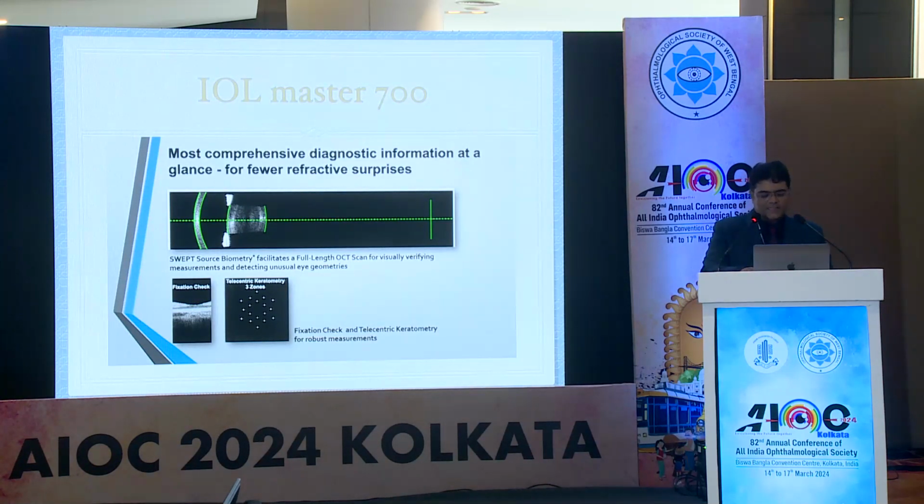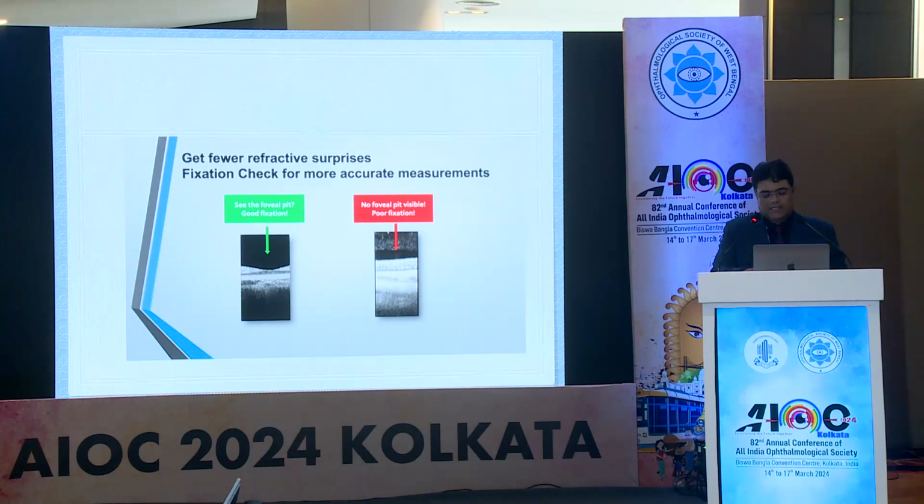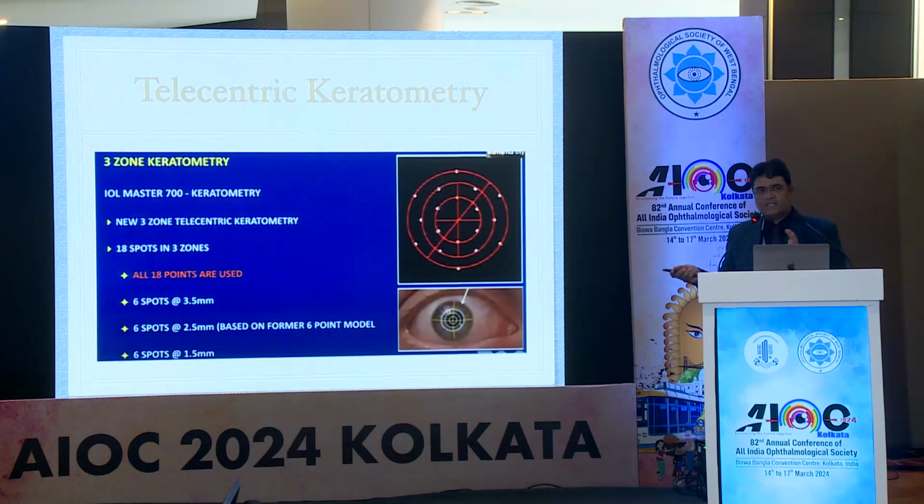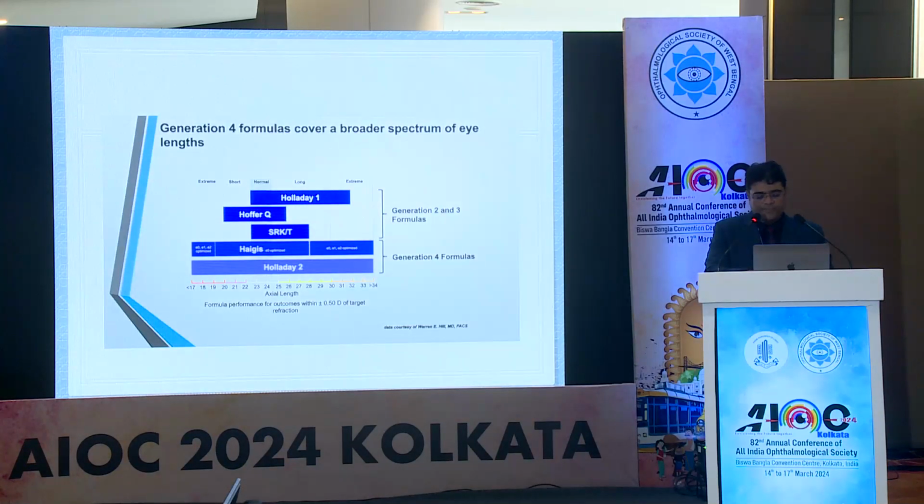Then what it has is telecentric keratometry, that is, when you take a keratometry measurement, it's independent of the distance from the instrument, so that you never have unreliable readings. And it does 3-zone keratometry. All these spots were taken at 1.5, 2.5 and 3.5, and 6 spots in each zone. So this is a 3-zone keratometry.